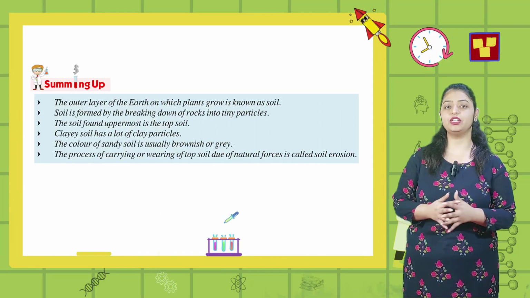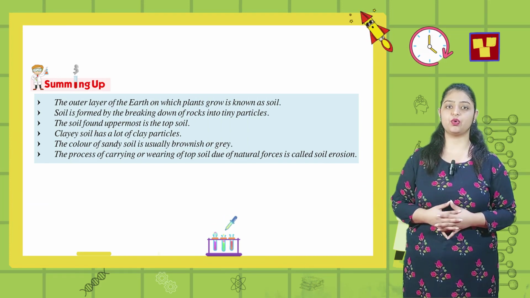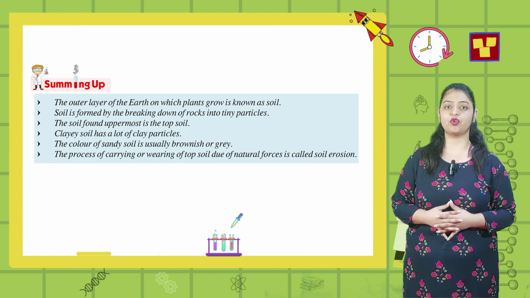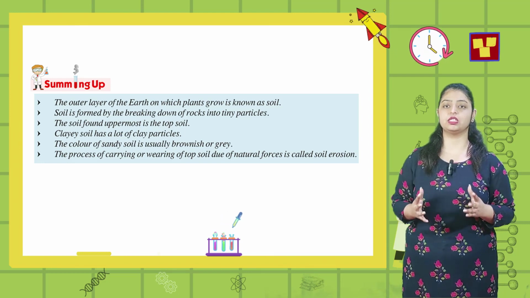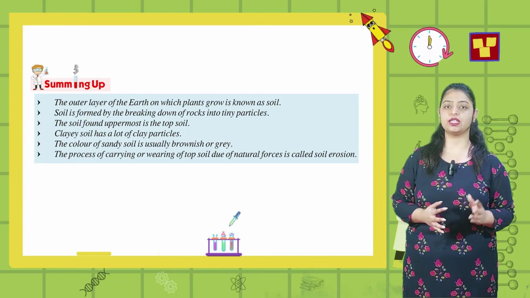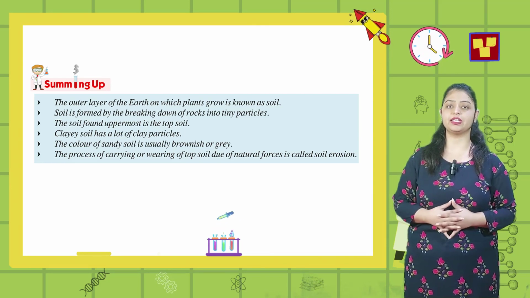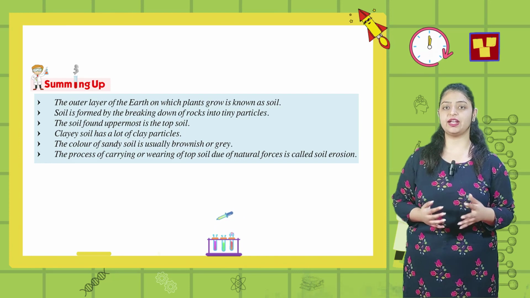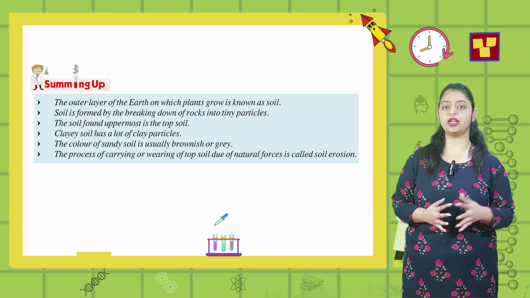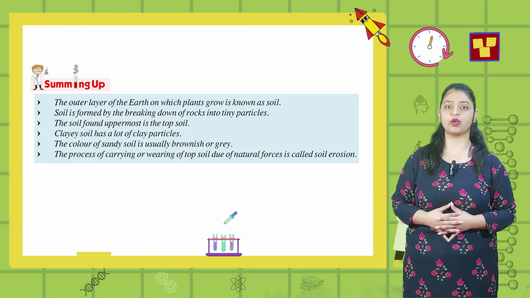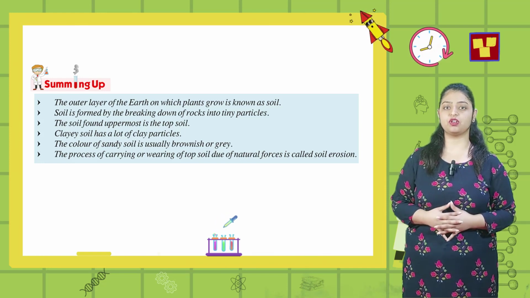The outer layer of the earth on which plants grow is known as soil. Soil is formed by breaking down of rocks into tiny particles. The soil found uppermost is the topsoil. Clay soil has a lot of clay particles. The color of sandy soil is usually brownish or grey. The process of carrying or wearing of topsoil due to natural forces is called soil erosion.